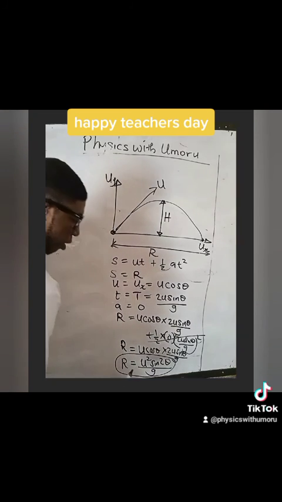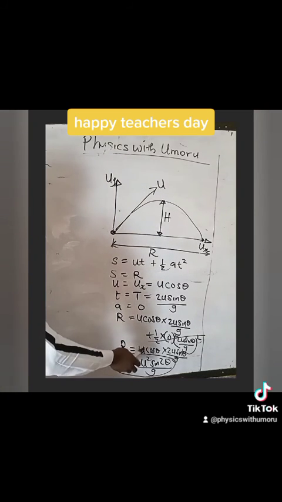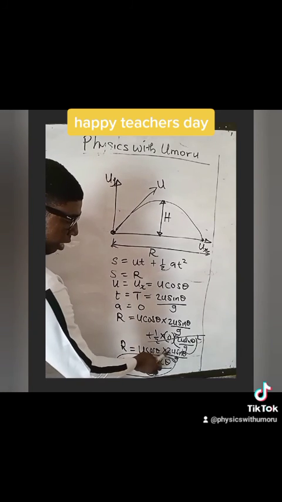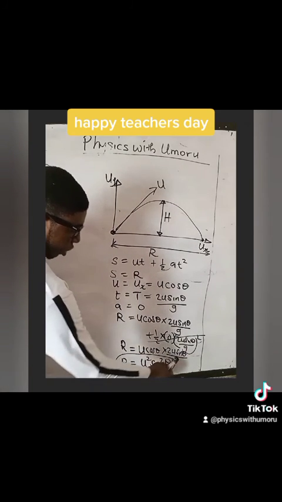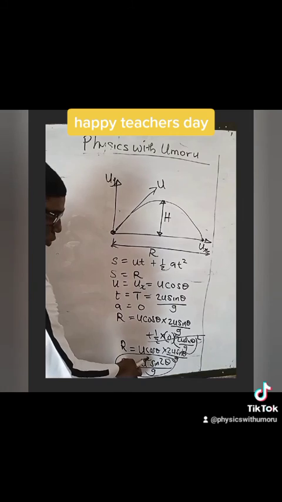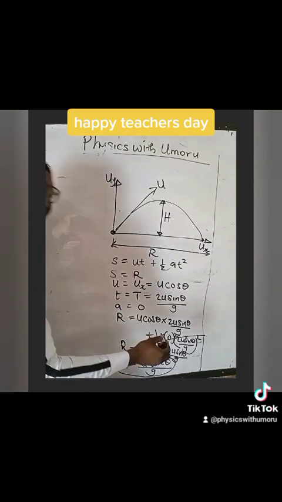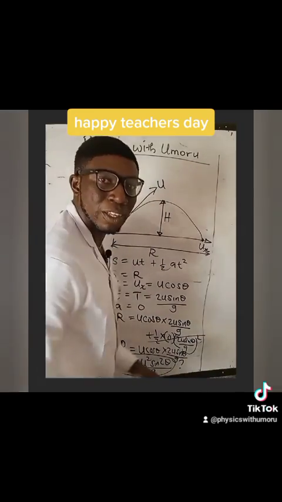Now the question is, how come the range transformed from u cos theta times 2u sine theta all over g to r equal to u squared sine 2 theta all over g? What happened to the cos? And that is going to be the question.